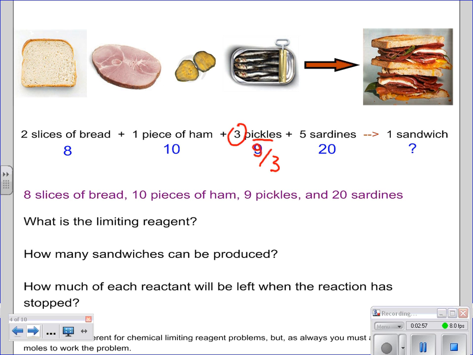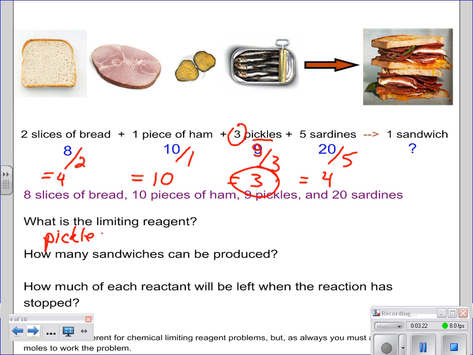So we could easily do the same thing with our bread. You divide it by 2, so how many sandwiches based on your bread could you get? 4. Well, make a lot of sandwiches based on your ham. This was just 3 for our pickles, and then 4 for our sardines as well. So limiting reactant is what the small one is, so that was our pickles, meaning we're only going to be able to make 3 sandwiches. Even though we've got a whole bunch of ham, we can only make 3 sandwiches.